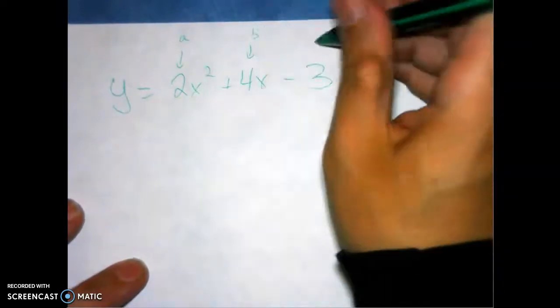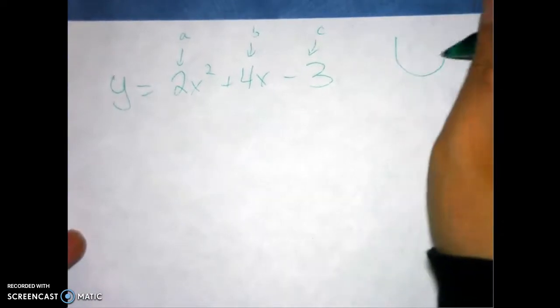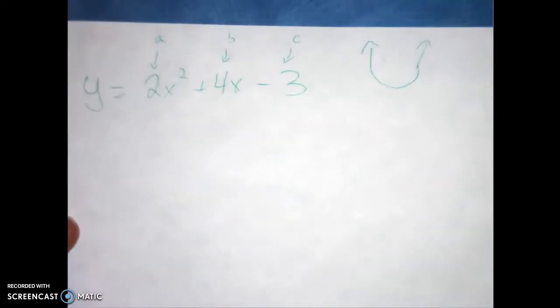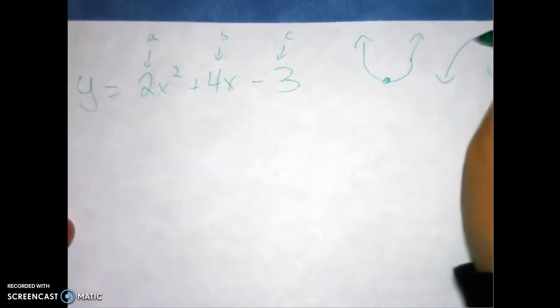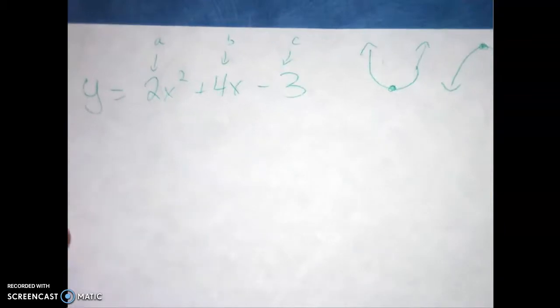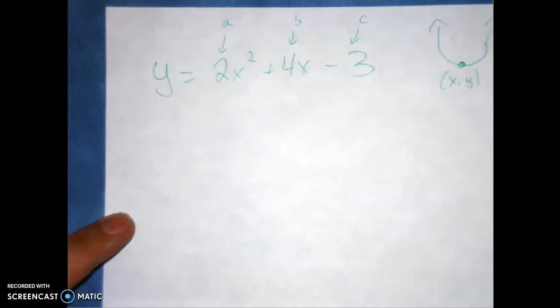Okay, so if you remember quadratics, the first term is a, the second term is b, and the last term is c. To find the vertex, if you have a quadratic like this, it's an ugly quadratic, but that's one of them. That lowest point or the highest point, that's your vertex. Okay, so to find those points, it's an xy ordered pair.